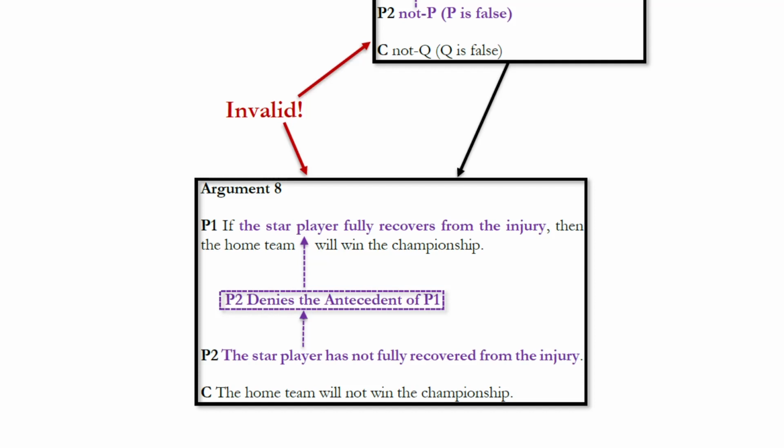Perhaps they have capable reserves, maybe there is a future star waiting in the wings for an opportunity to prove him or herself. But according to P1, the services of the star player are sufficient for victory. However, they are not necessary. So for that reason, this would be an invalid argument.